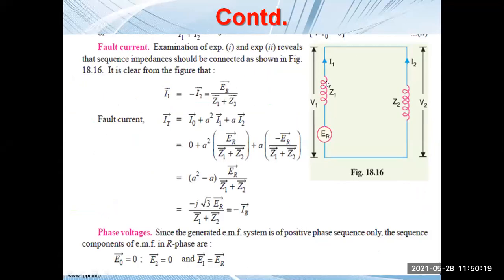You see these networks are connected in parallel and it will satisfy your equation. So now we are going to calculate what should be the value of I1. So I1 will be equal to how much? Okay. So I1 will be equal to minus I2. I will just write that thing.